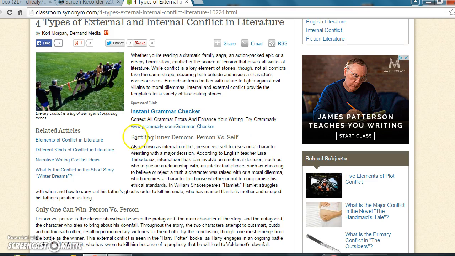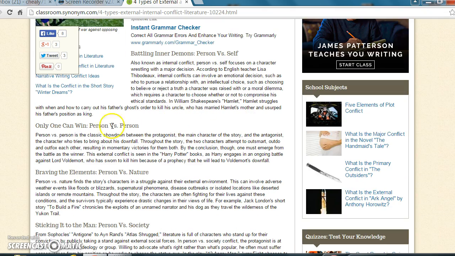So, person versus self. This is man versus himself. And if you look here, it says battling the inner demons. This is a great way to think about person versus self. This is also known as internal conflict. When you watch the video on the difference between problem and conflict, conflict when it comes to the self was like the cell phone video with the young lady with the boyfriend's cell phone. Do I or don't I look at those text messages?